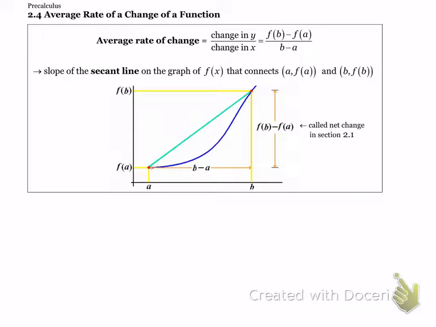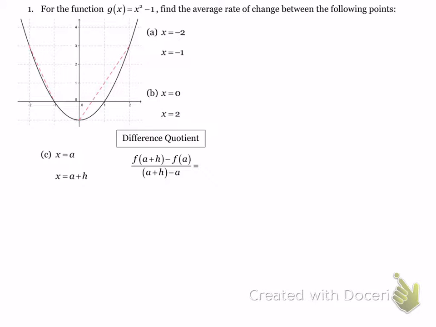The other important thing to point out is net change. This is the difference in the 2 points of the y values only. So in your homework, if it asks for the net change and the average rate of change, those are different. The net change is just the change in your y values, and then your rate of change is your y over your x. Okay, so here's our first example of a quadratic function.